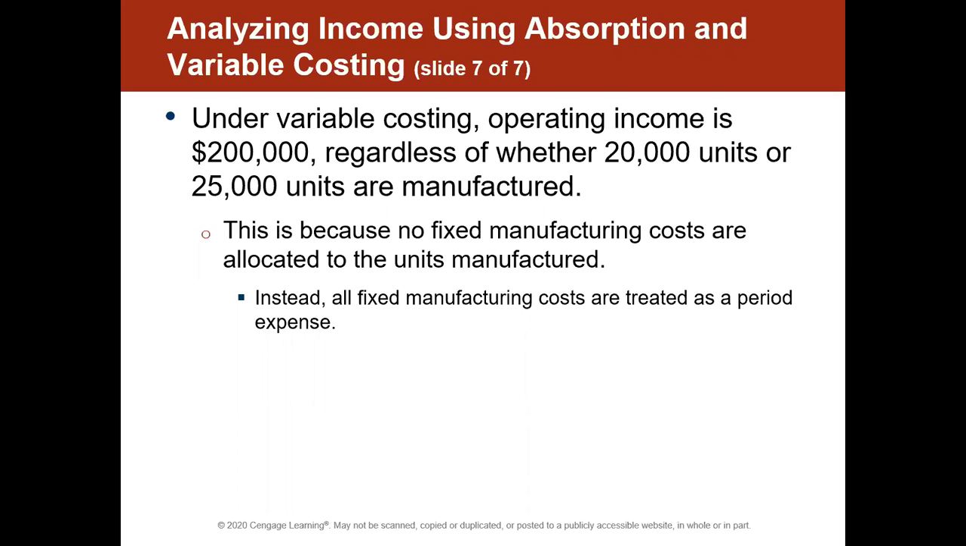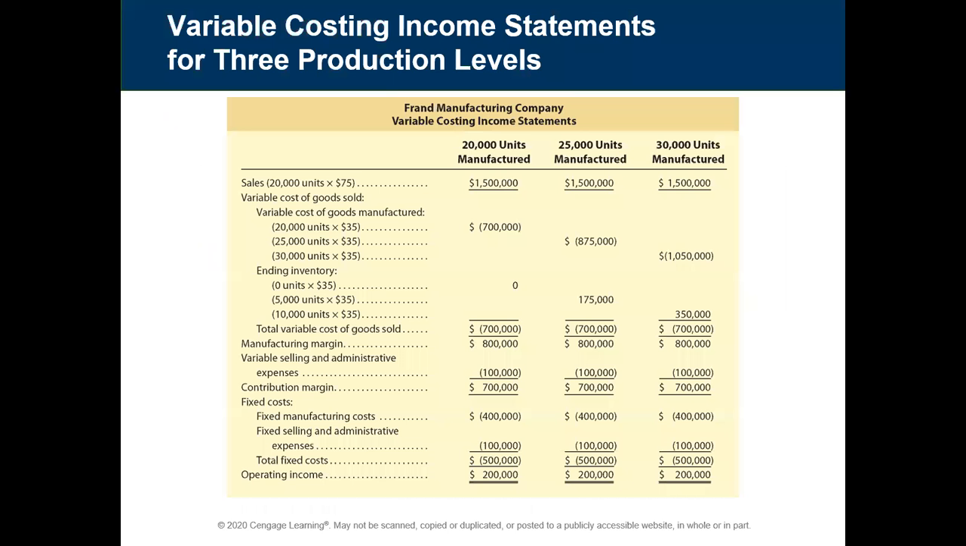Under variable costing, the operating income would be $200,000 regardless of whether we produce 20,000 or 25,000 units. And that's because we're not allocating any of those fixed costs to the unit costs. Instead, we're just going to take them as a period cost. So here's an example of whether we produce 20,000 or 25,000 units or 30,000 units. Under variable costing, our operating income's the same. The only difference would be on our balance sheet, right? We would see more units of inventory sitting there at the end.